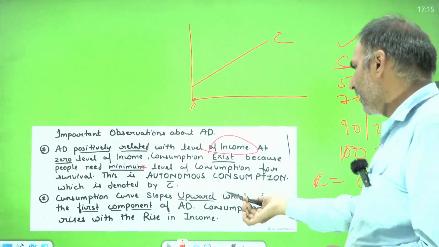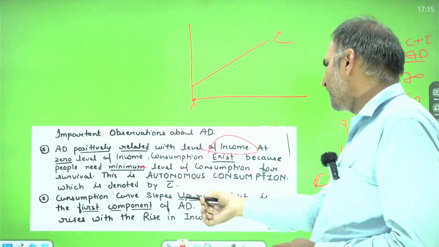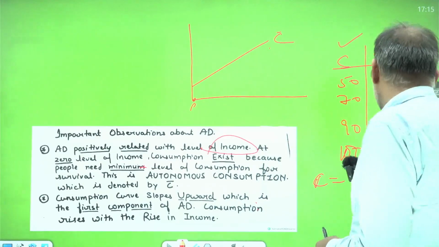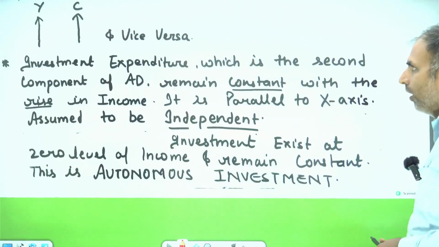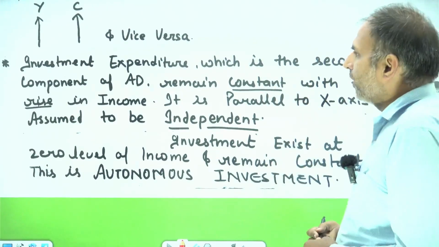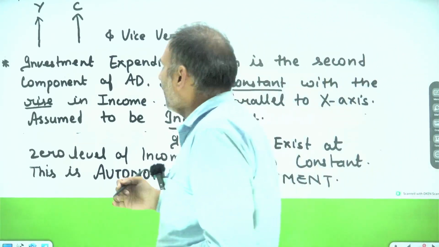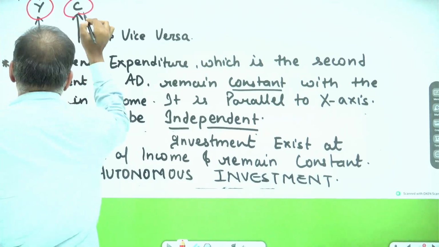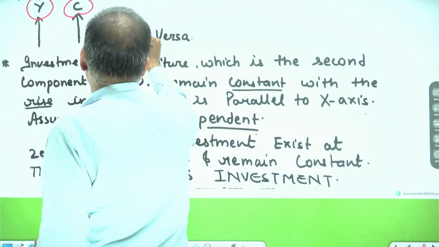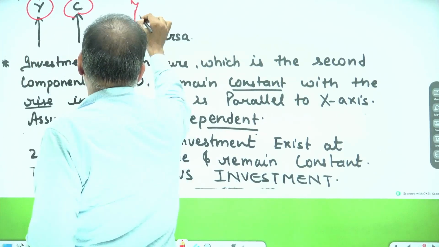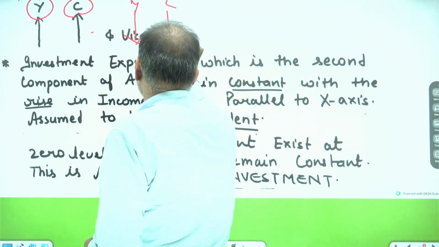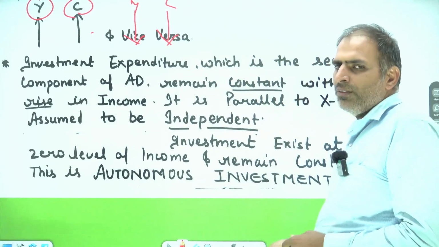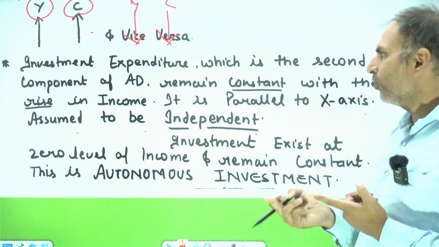And after that, we are adding the I. AD consumption rises with the rise in income. We know that it rises when income rises. Next topic. Vice versa. Actually, we know that if there is an increase in income, there is an increase in consumption. And if there is a decrease in income, that means there is a decrease in consumption. It is very easy.